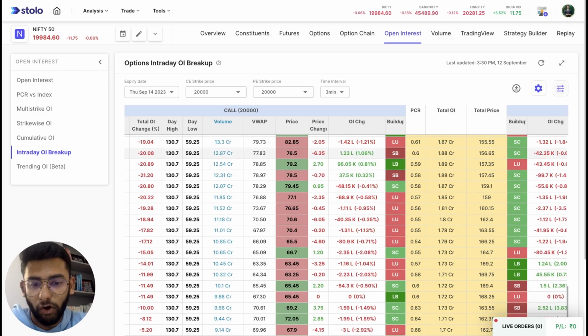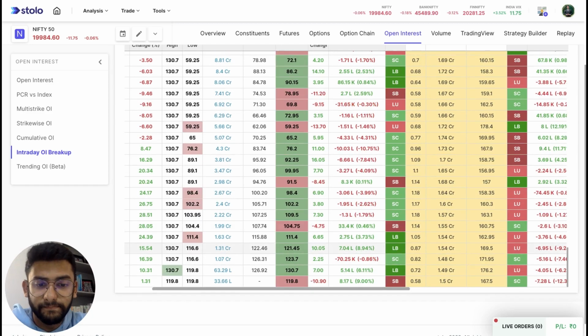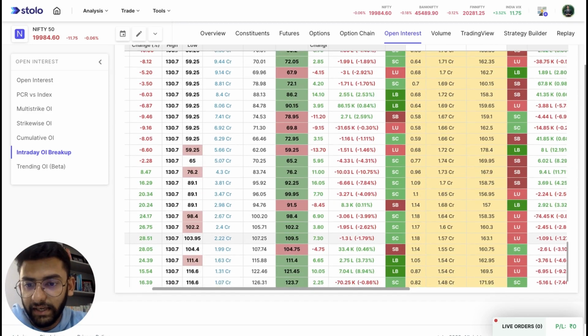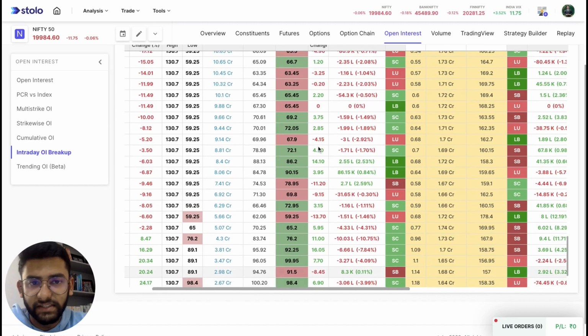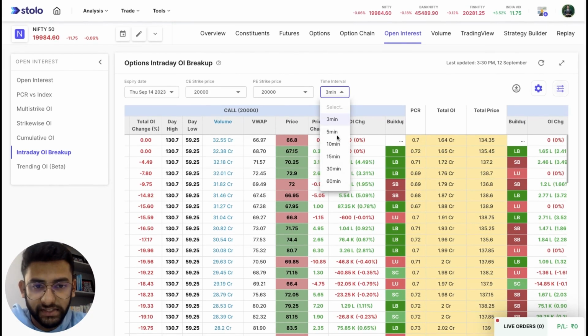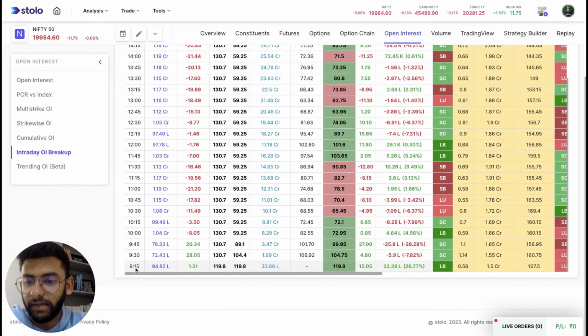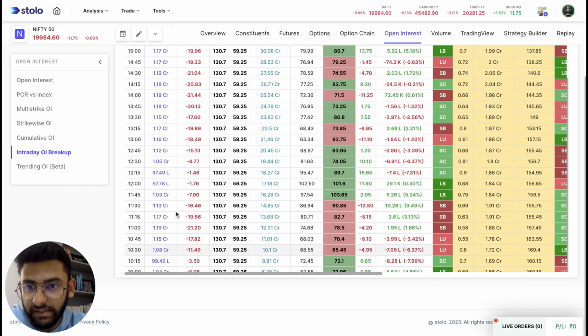This starts from morning, right? So from morning 9:30, or 9:15, we start the data, and you can actually choose the time frame for which you want to see it, right? So for example, let's say I choose 15 minutes here. Yeah, so it starts from 9:15. You go on each 15-minute break, it updates the data, right?